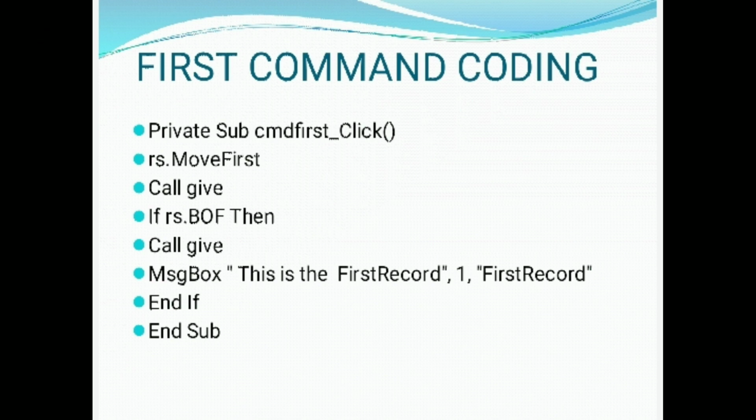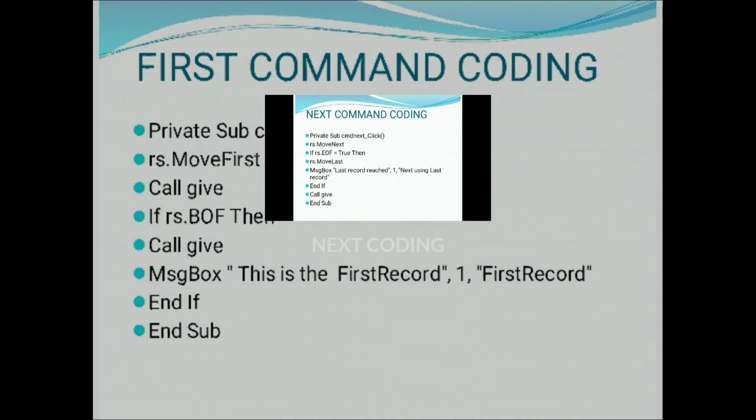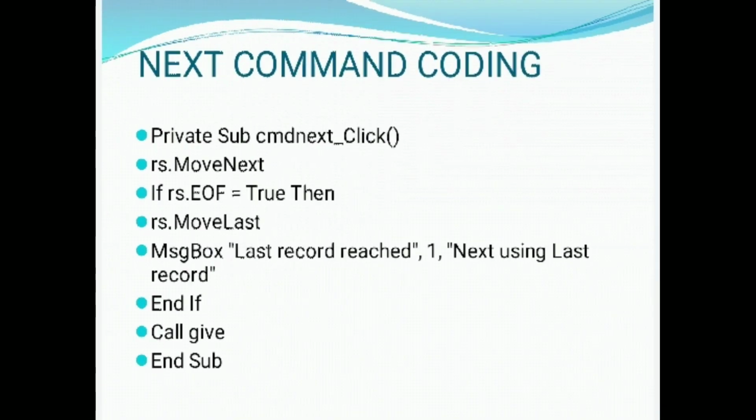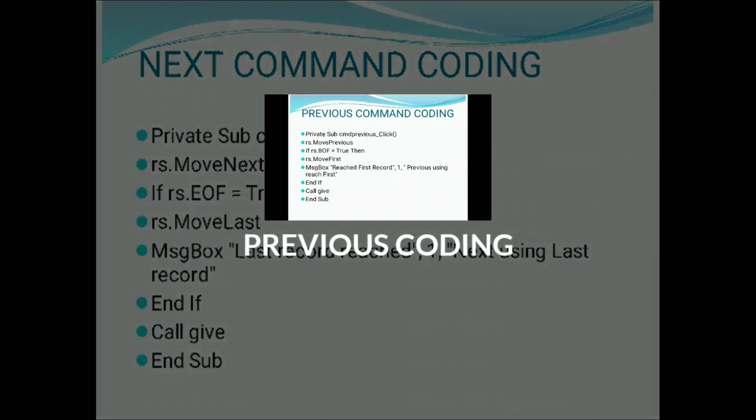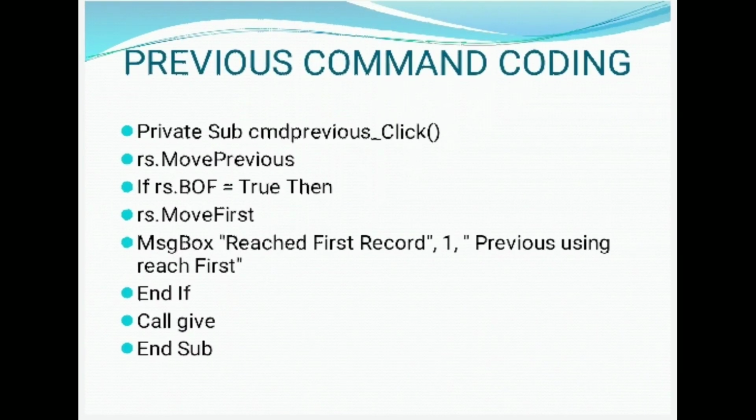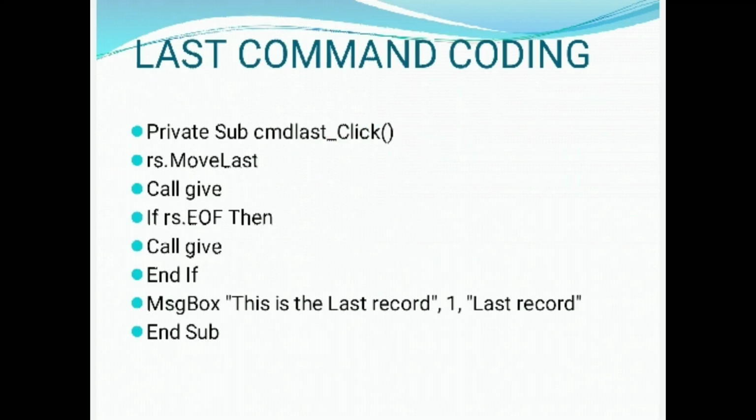Double click in the first command button and give coding for that. Double click in the next command button and coding for next will be opened. Double click in the previous command button and the coding for previous command button will be open. And last, double click in the last command button and coding window for last will be opened. So now we have created codings for all the operations and controls.